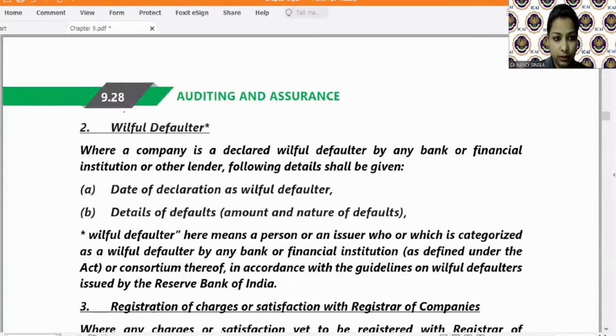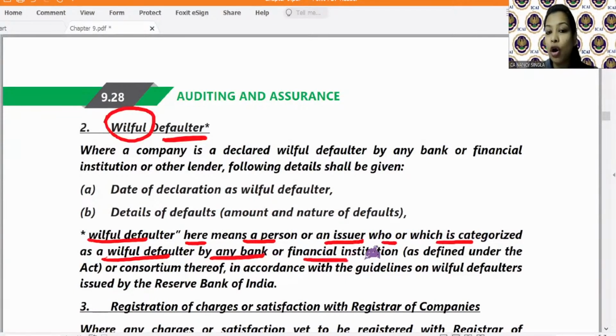So willful defaulter. What is willful? Intentional. Defaulter you all know. So willful defaulter here means a person or an issuer who or which is categorized as a willful defaulter by any bank or financial institution. Students, you are aware that Vijay Mallya was declared a willful defaulter by IDBI. So, categorized as a willful defaulter by a bank or financial institution in accordance with the guidelines on willful defaulters issued by RBI.